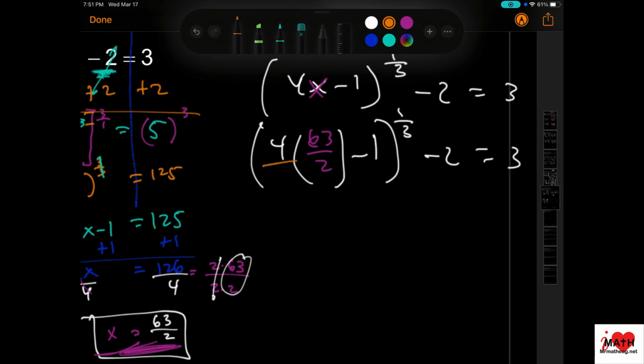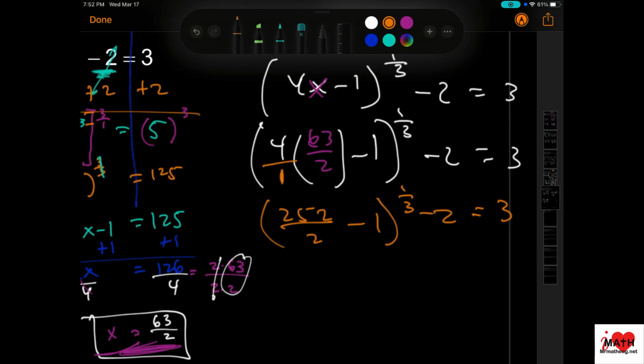Okay, so I'm just going to do this. 4 is the same thing as 4 over 1. You can just multiply. You're going to get 252 divided by 2. And if you divide that, I'm going to use a calculator now, which I don't have in front of me.